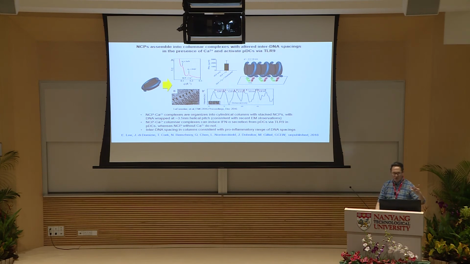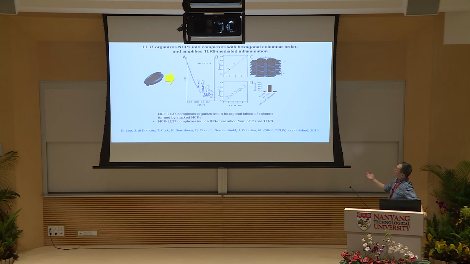And what happens if you were to add in LL37, which is known to also be found in these so-called NETs? We find that these columns actually will order into a columnar hexagonal array where you again get this kind of multivalent presentation of DNA onto toll-like receptors that will give you this kind of amplification.